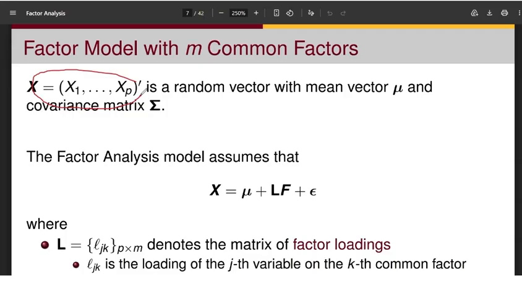So X1 up to XP could be scores in several subjects. Of course, some subjects are going to be correlating. I'm expecting that calculus should be correlating with algebra, and mathematics-related subjects to be correlating with themselves. Likewise, the verbal, language, and art subjects should be correlating with themselves.